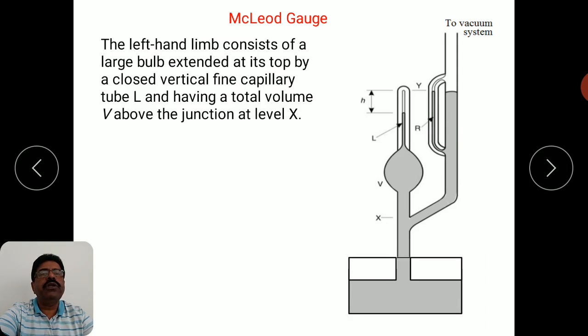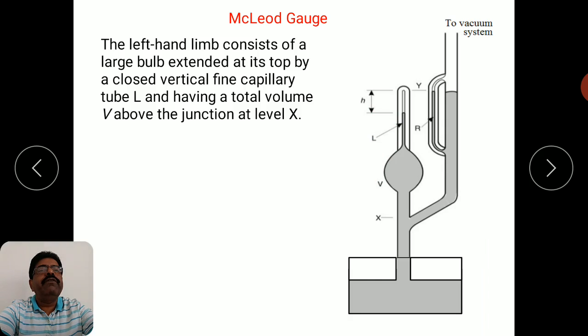This is the structure or diagram of the MacLeod gauge. You can see the two limbs: this is the left hand limb, and this is the right hand limb. The left hand limb consists of a large bulb, which is extended at its top by a closed vertical fine capillary. You can see the capillary is attached to this bulb here.